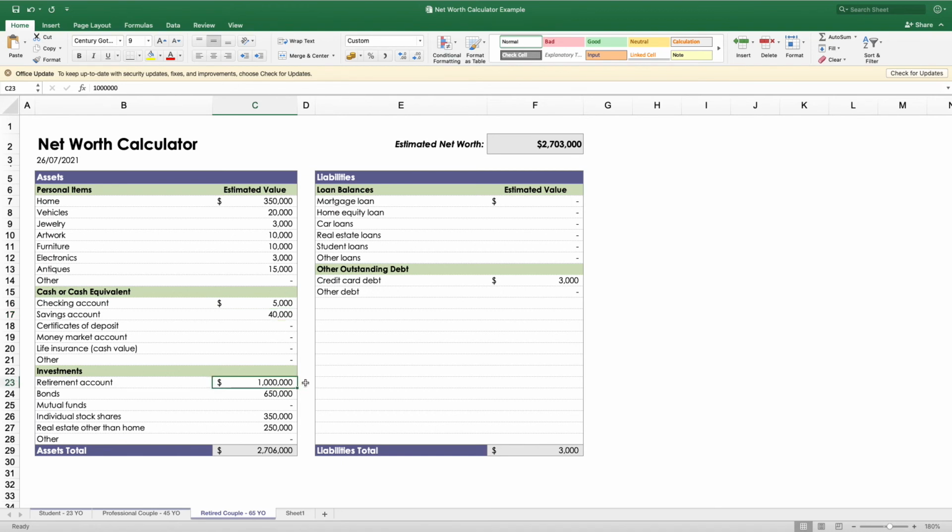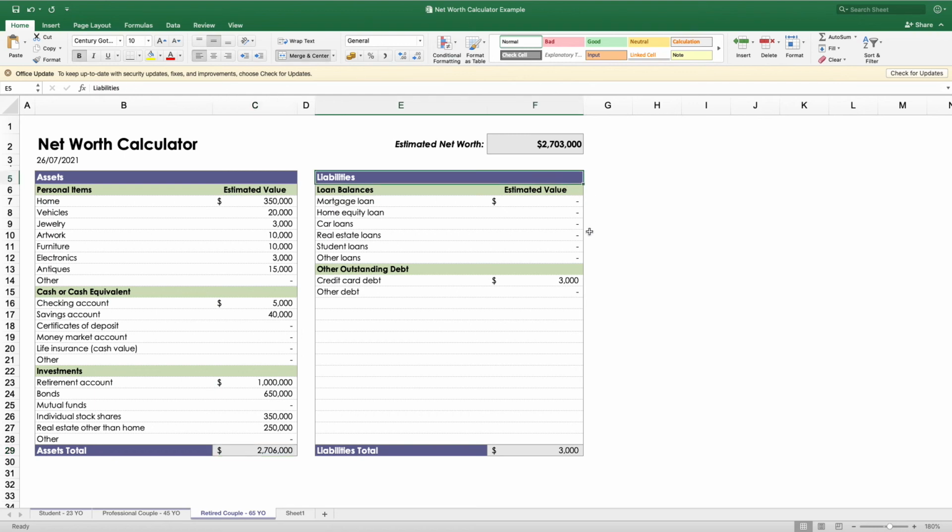They've obviously been paying into a retirement plan for a long time and have $1 million in that. They've gone more heavily into bonds now, obviously just to take away the volatility of individual stocks, although they do still hold some individual stocks. And they also have a couple of rental properties that they've built up over the years, and this gives them total assets of $2,706,000.